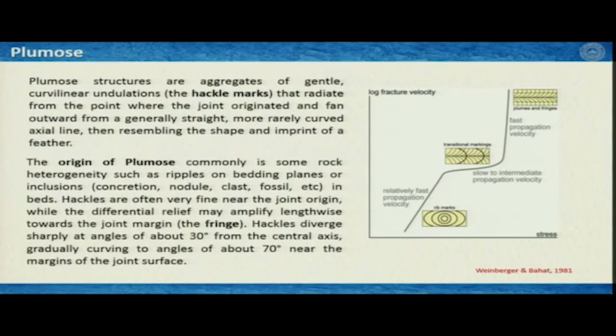So sometimes you may mistake it for a fossil of a feather or something like that, but it is not. The origin of the plumose commonly is some rock heterogeneity, you can consider them as ripples on bedding planes or inclusions. So this could be a concretion, nodule, clast, fossils, etc., in the beds. The hackles are often very fine near the joint origin, while the differential relief may amplify lengthwise towards the joint margin, towards the fringe. We will see the example very soon.